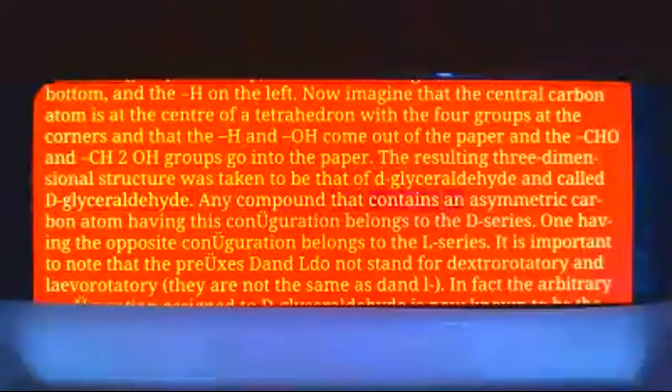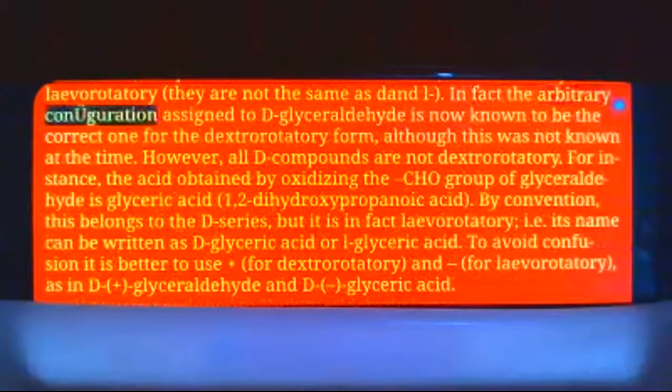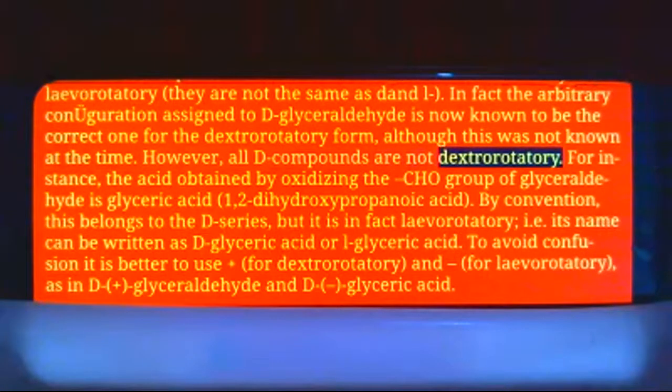Any compound that contains an asymmetric carbon atom having this configuration belongs to the D-series. One having the opposite configuration belongs to the L-series. It is important to note that the letters D and L do not stand for dextrorotatory and levorotatory. They are not the same as d and l. In fact, the arbitrary conformation assigned to D-glyceraldehyde is now known to be the correct one for the dextrorotatory form, although this was not known at the time. However, all D compounds are not dextrorotatory.